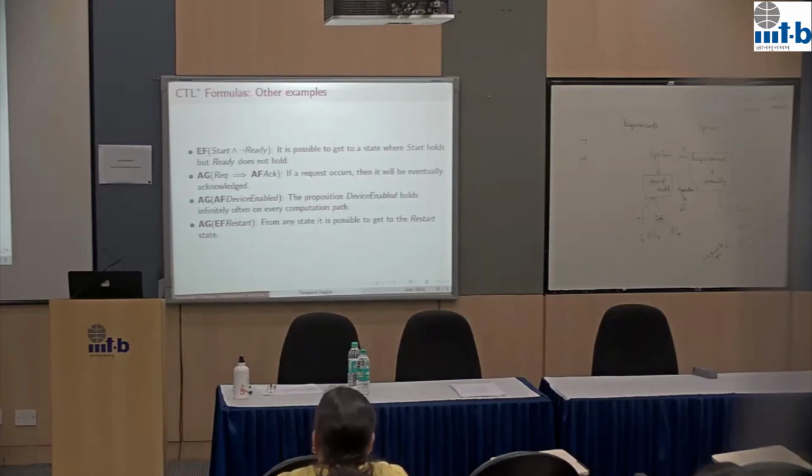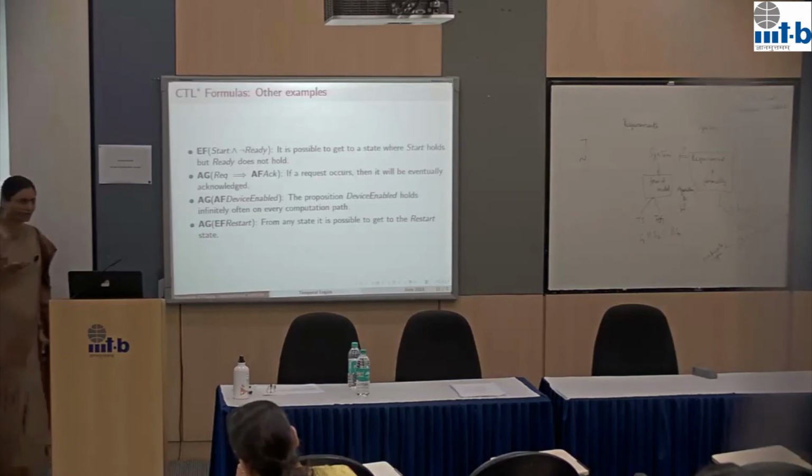So what does this say? It says that always globally, if somebody puts a request, then sometime in the future, you should provide an acknowledgement. That's what it says. So this says that any device that you are operating on will get enabled infinitely often. So it says always globally, in the future, this will hold. So it means that it will get enabled infinitely often, right?